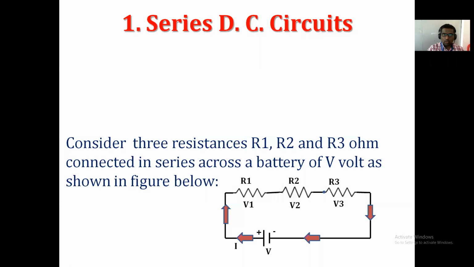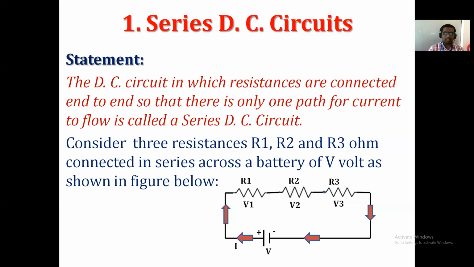In this way, we can talk about the series circuit. Now see the statement of the series circuit. A DC circuit in which resistances are connected end to end, so that there is only one path for current to flow, is called a series DC circuit. Hope that these concepts about series DC circuits will be clear to you.